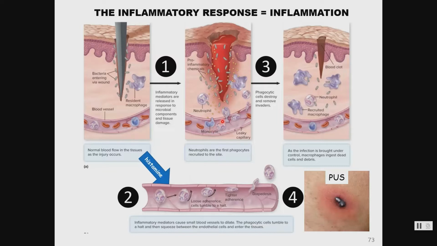And so we're going to get that diapedesis. We've got some chemoattractants that are going to call those white blood cells into that area. Then we have our phagocytic cells that are going to destroy and remove the invaders and cellular debris, and then once again we sort of see that as pus.